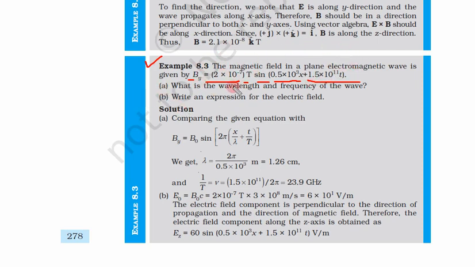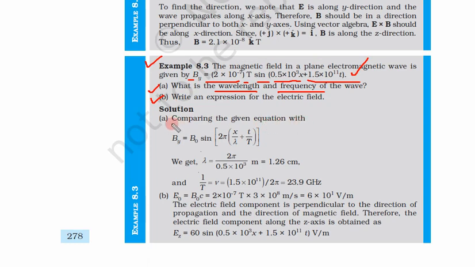Now a few things we have to tell. What is the wavelength and frequency of the wave? And write the expression for the electric field. So two things we have to tell. Now this is the equation that has been given to us.